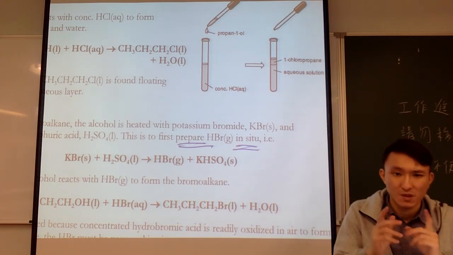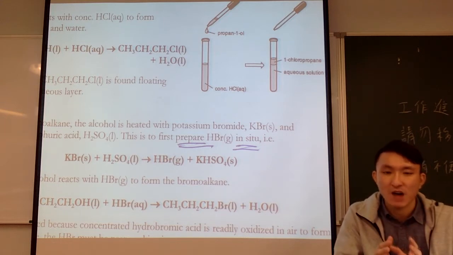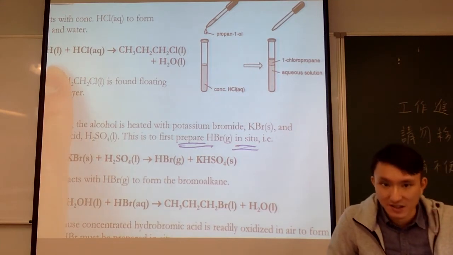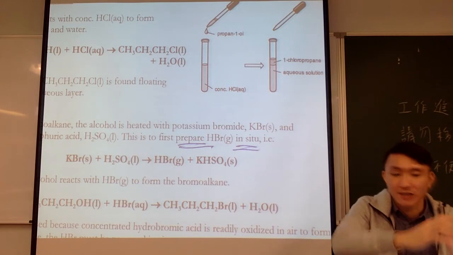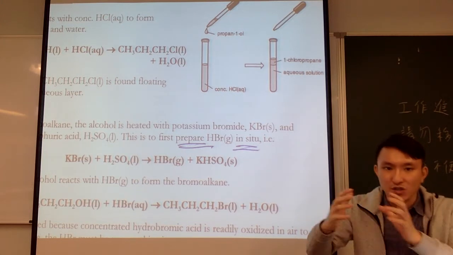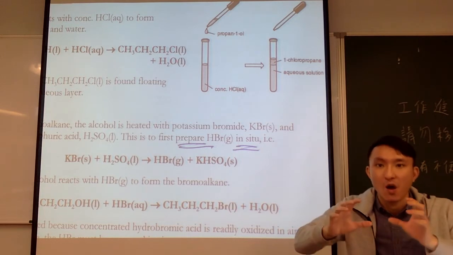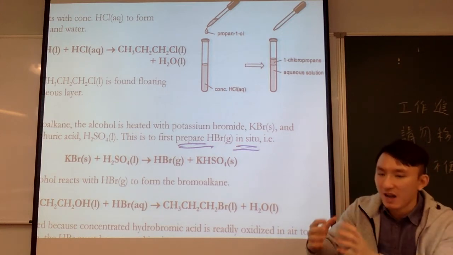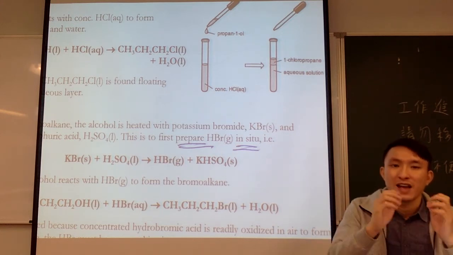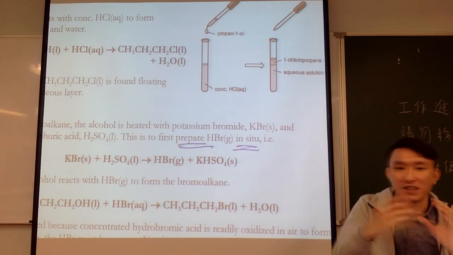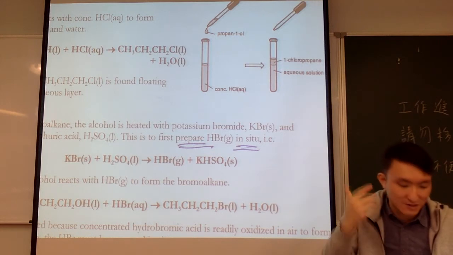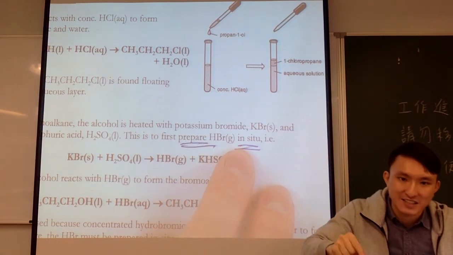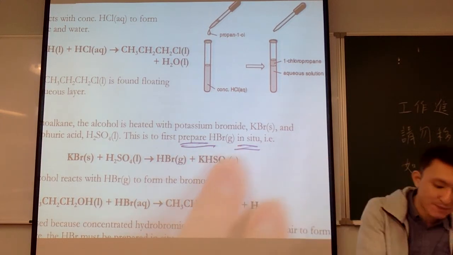So what do we do? What we do is we will prepare the HBr at the place where the alcohol also exists, so that once the HBr is formed, it is already next to the alcohol and they can react immediately. Okay? So whenever HBr is formed, it quickly reacts with alcohol, then we can solve the problem of HBr being highly unstable and therefore decomposing into something else. So this is the concept of prepare in situ. Prepare the reagent at the place where the reaction takes place. Okay, so this is the idea.